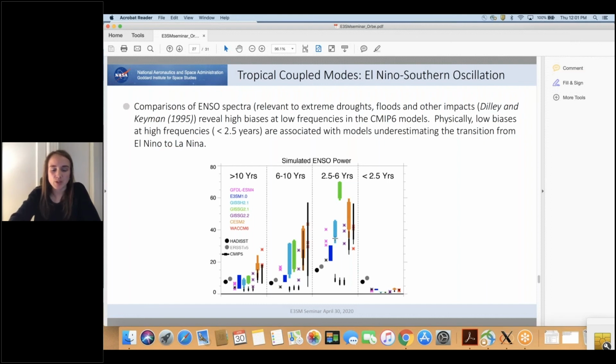This is just an important reminder that when it comes to evaluating the higher order impacts, we should be looking not just at basic mean climatologies, but also at how ENSO is being simulated in these different frequency bands. This merits more looking at, and complicates our rendering of these general improvements that we've been seeing across the CMIP versions.